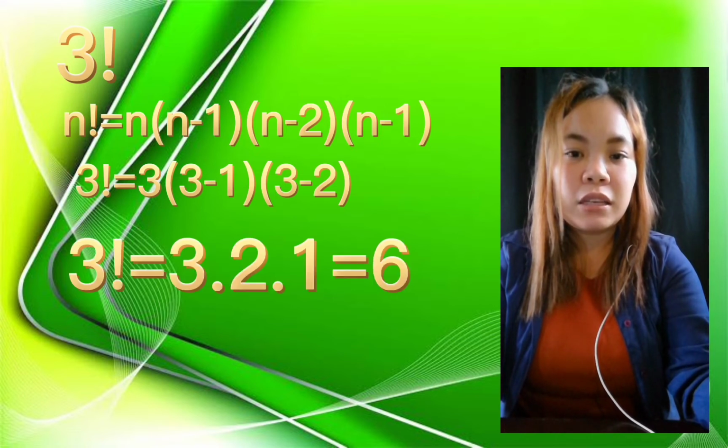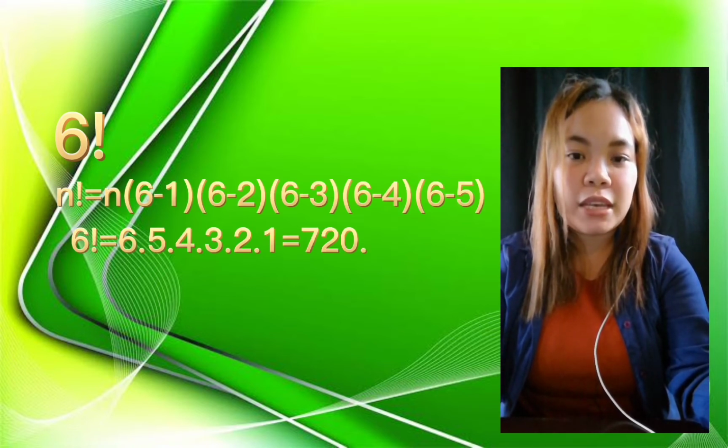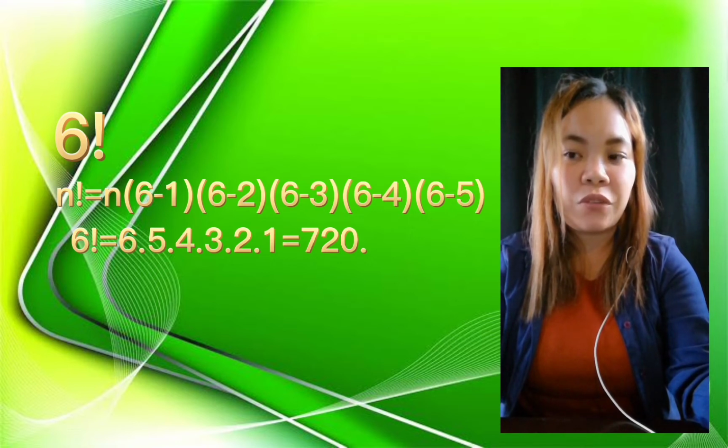The next example is 3 factorial. Always remember that 3 stands for n. 3 factorial is equal to 3 times 2 times 1, which is 6. And the last example, 6 factorial. 6 factorial is equal to 6 times 5 times 4 times 3 times 2 times 1. That is equal to 720.